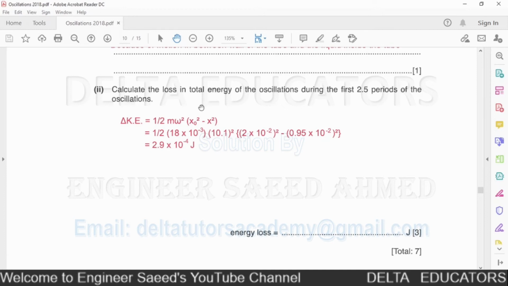So here the value of x naught is 2 into 10 power minus 2. In the formula it is squared, that's why we have taken the square. The value of x is 0.95 centimeter; in meters it will be 0.95 into 10 power minus 2. Here it is squared, so we have taken the square here. Now by solving this we get the answer 2.9 into 10 power minus 4 joules. So the loss in energy is 2.9 into 10 power minus 4 joules.